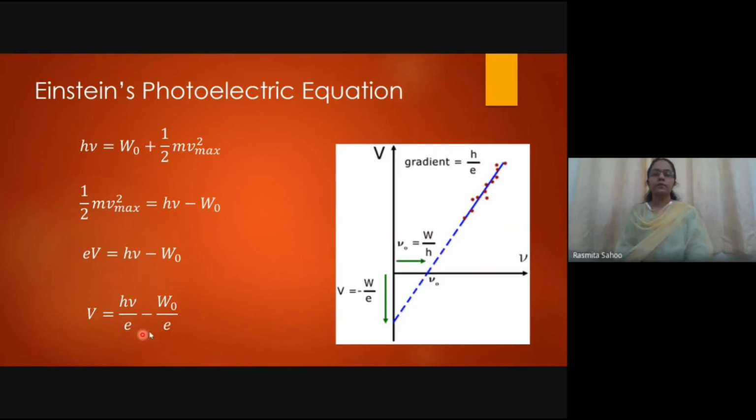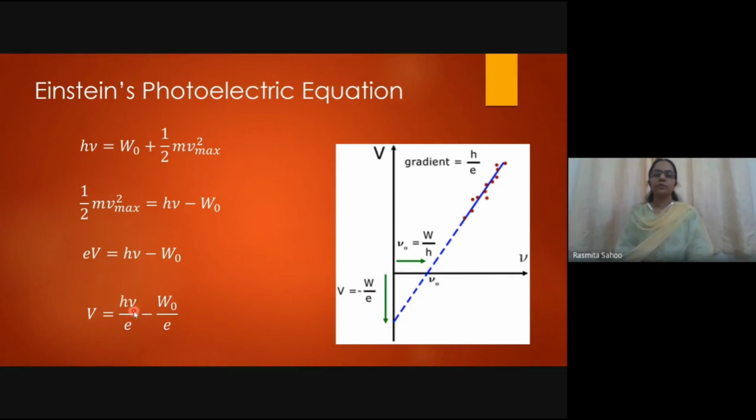Taking this equation, if we plot a graph between the frequency and this potential, it is of the form y equals mx plus c, because the work function is constant for a metal and e is the charge of the electron, so W0 by e is a constant quantity. h by e is also a constant, so this can be written in the form y equals mx plus c. Taking nu on the x-axis and V on the y-axis, if we plot a graph, the slope should equal h by e.